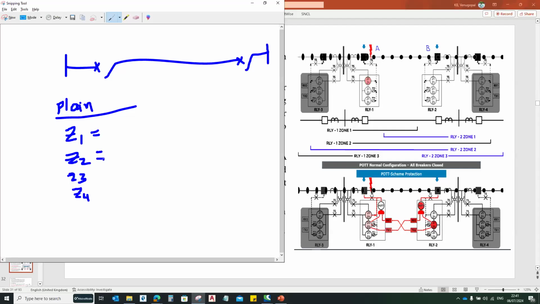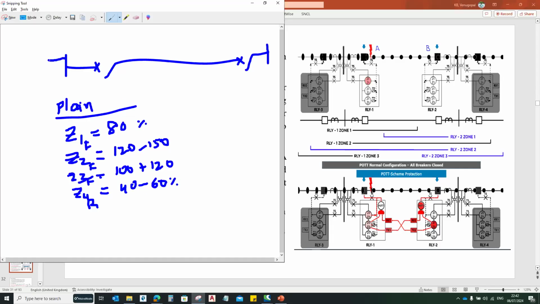As I explained in the slide, Z1 will be 80% of the transmission line I'm considering. Z2 will be 120 to 150%. And Z3 will be considering 100% of the protected line plus 120% of the shortest feeder. Then Z4, I'm considering 40 to 60%. As I told, I'm considering this as a reverse zone. Just I'll mention reverse, all others will be forward. That is 40 to 60% of the shortest line which is connected here.